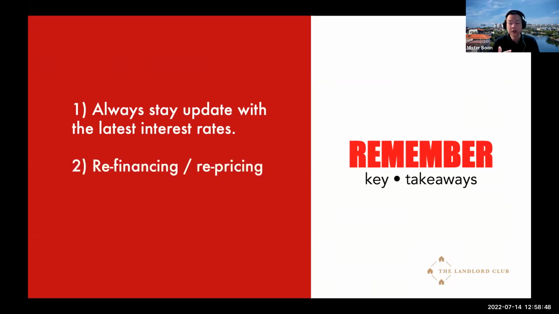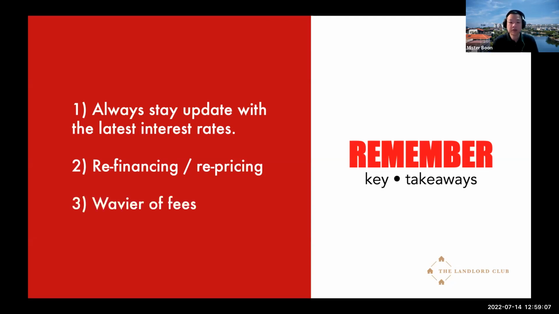Okay, just remember your time to refinance. Refinance is doing with another bank. Imagine now you are with bank A, you refinance to bank B. Repricing is doing with the same bank. Let's say today you are with bank A, you do a repricing, it's called repricing.